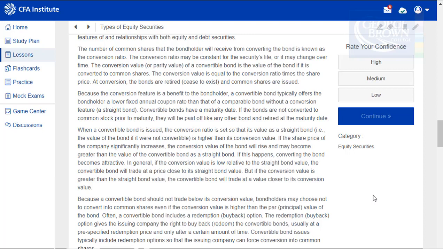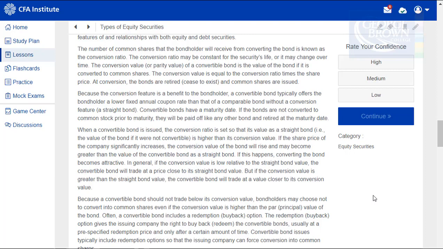Okay, so the conversion value is equal to the conversion ratio times the share price. And this is the important thing to understand: upon conversion, the bonds are retired, they cease to exist, and common shares are issued. Okay, and it's important to understand that the conversion feature is a benefit to the bondholder, and because the conversion feature is a benefit, a convertible bond typically offers the bondholder a lower fixed annual coupon rate than that of a comparable bond without a conversion feature, which we call a straight bond. Okay, and so of course convertible bonds have a maturity date. If the bonds are not converted to common stock prior to maturity, they'll be paid off like any other bond.